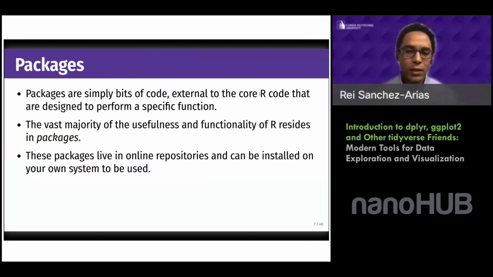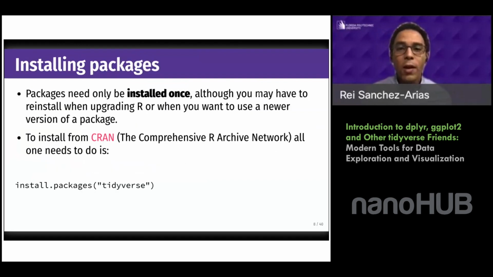These packages technically live in online repositories, and they can be installed on your own system whenever you need to use them. And you just need to install them once. But of course, you may have to reinstall when updating R or when you want to have a newer version of it. Technically, to install a package, you are pulling the installer from CRAN, which is the Comprehensive R Archive Network. And all you really need to do is type install.packages, and in parentheses, in this case, my example is tidyverse, if I needed to install the tidyverse.